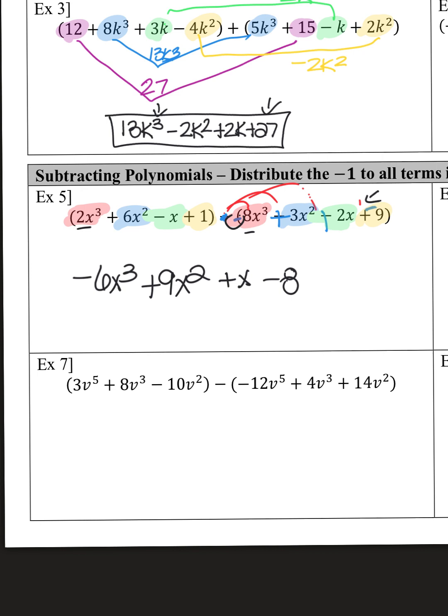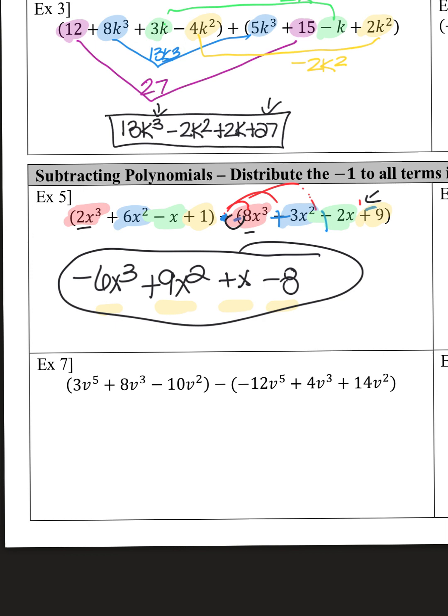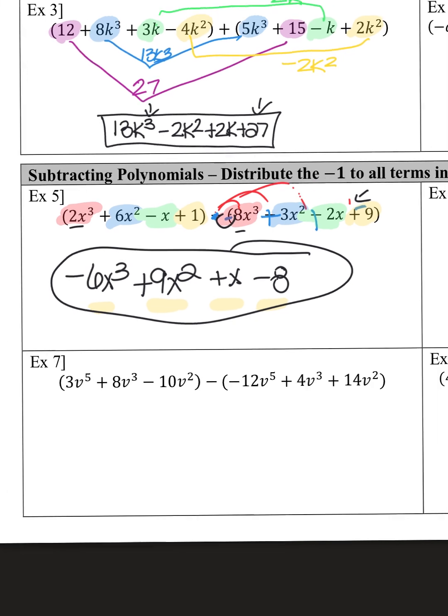Okay. Now, before I hit my final answer, I want to go through and make sure, are my exponents in descending order? Well, I have negative 6x to the third, 9x squared, an x, and a negative 8. So it looks great to me. And this is going to be my final answer. Okay. How did we do on this one? Subtracting polynomials is no different than adding. The only thing that we have to remember is to distribute that negative, or that negative 1, to everything in that parentheses. So essentially we are just changing the sign.